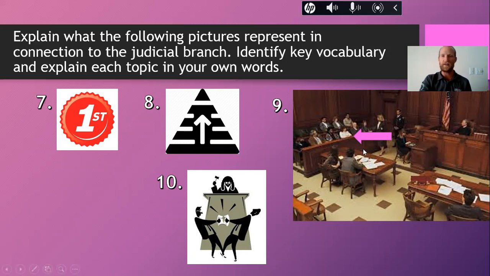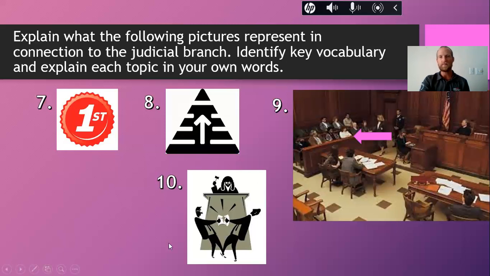Number 9, we have an arrow pointing to this group of people. If you counted how many seats there are, I believe there are 12 seats in that little box area. This is a jury. A jury is a randomly selected group of citizens interviewed by the lawyers and hand-selected, again, from a very random group of citizens. A jury will sit and listen to the evidence in a court case and decide if someone is innocent or guilty, or decide if somebody did any wrongdoing in a civil case.